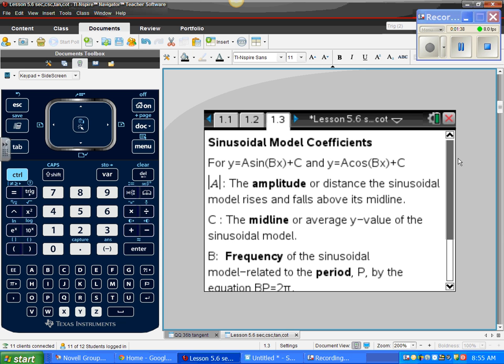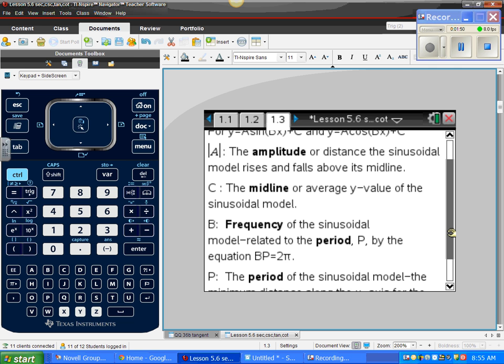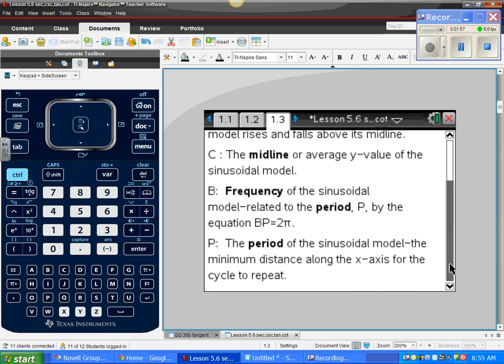So just a reminder, okay? A, or the absolute value of A, is our amplitude. We know that already. The distance a sinusoidal model rises or falls above or below its midline. C is the midline, or the average y value, of the sinusoidal model. B is your frequency. Frequency means how many full curves you get between 0 and 2 pi. What does period mean? How long it takes to get one full curve, okay? So that's the difference there.